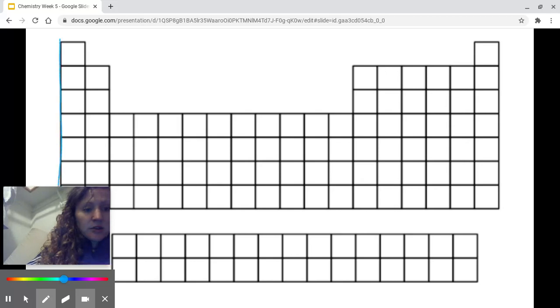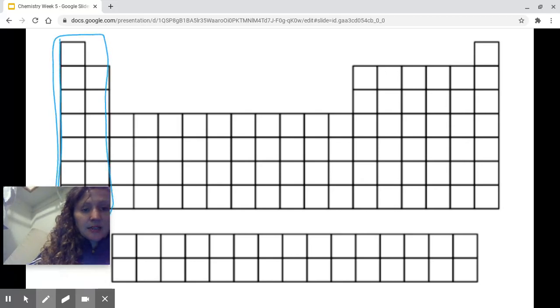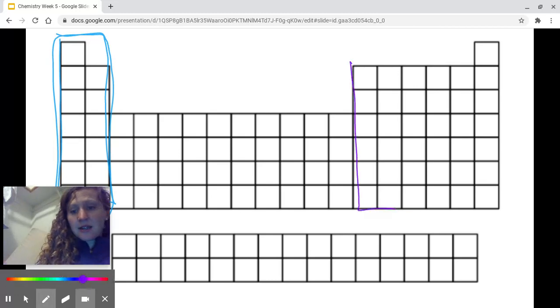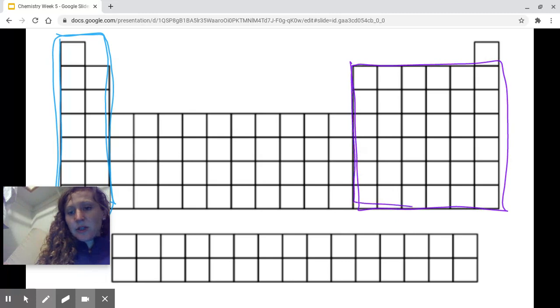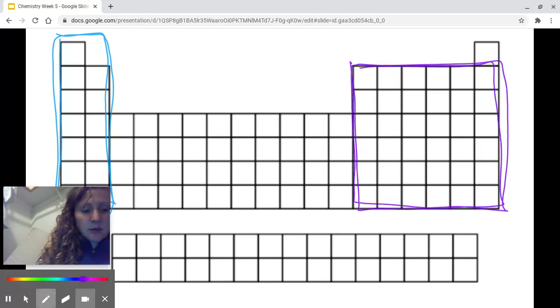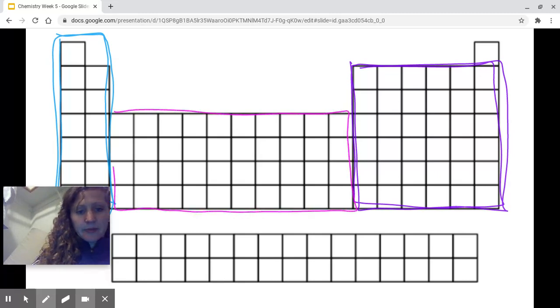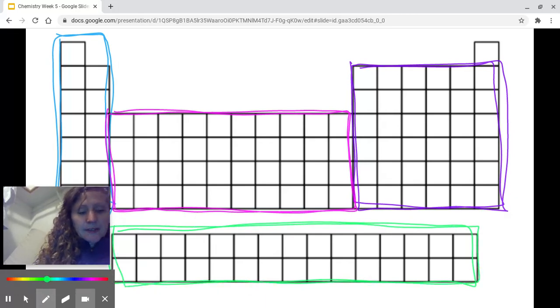For your sake of following along and seeing how this is done, I'm going to circle all of these blocks again, just so it's easier to see when we come across a block. So there's the S, there's the P, I think D I had in pink maybe. All right, and then the F I had in green. Okay, so we were going to do zinc. So zinc is right here on the periodic table.